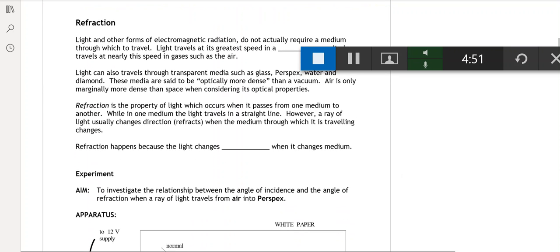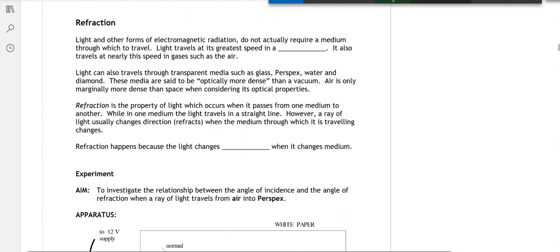So refraction. Refraction is when light and other forms of electromagnetic radiation travel through the air and encounter a boundary. Light travels at its greatest speed in a vacuum when it's traveling through space towards Earth. It also travels at nearly this speed in gases such as air.